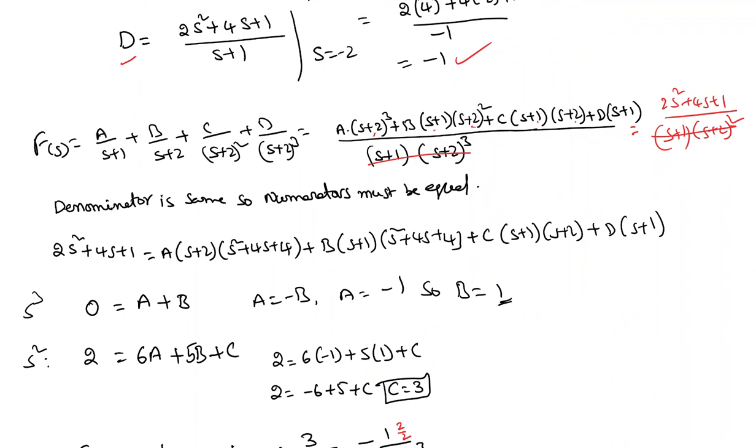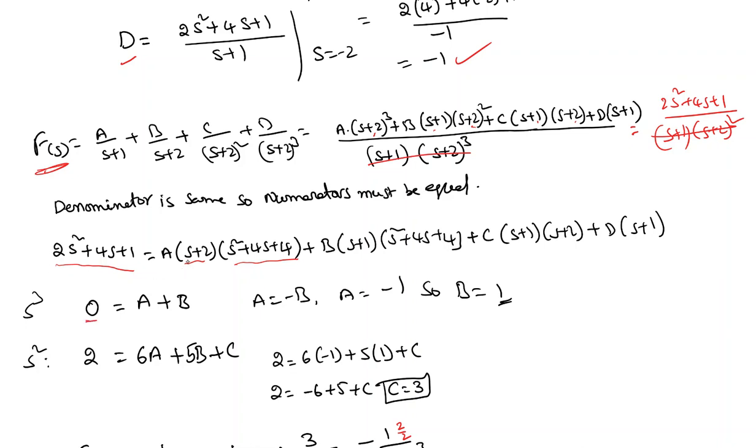So if I equate the numerators, 2s² + 4s + 1 on the left hand side, which I kept here as f(s), must be equal to a times, now I'm expanding (s + 2)², (s² + 4s + 4), plus b times (s + 1)(s² + 4s + 4), plus c times (s + 1)(s + 2), plus d times (s + 1). Okay.